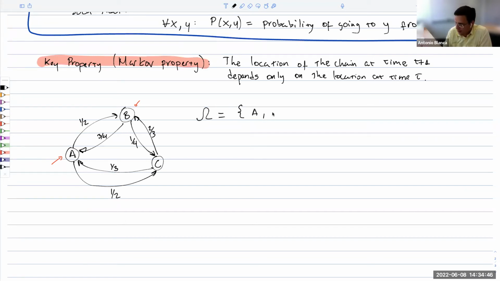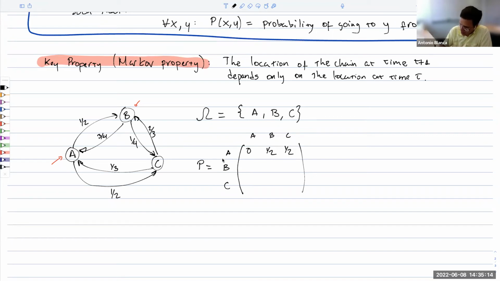Well, we have three vertices, so there are three states. It's going to be A, B, or C. And now there is going to be a transition matrix that tells us the probability of going from A to A, from A to B, from A to C. So we have a 3x3 matrix, and we can index this matrix with the elements of the set, as we said. The probability of going from A to A is 0, from A to B is 1/2, from A to C is 1/2, and now you get the idea.